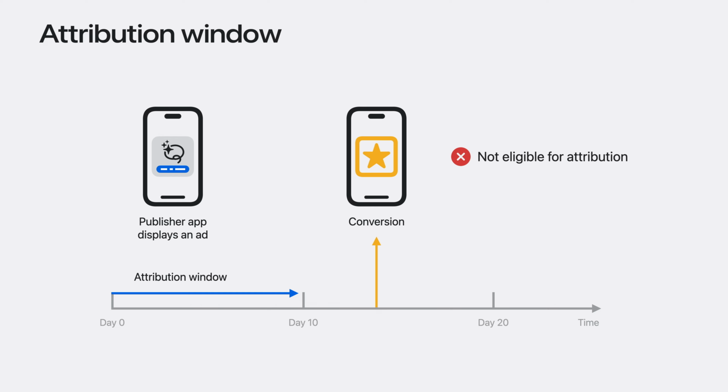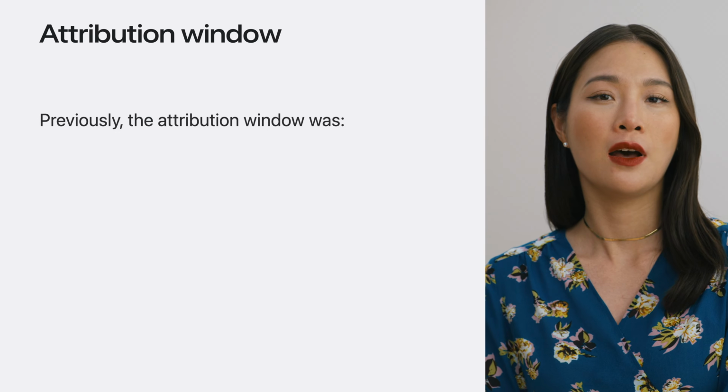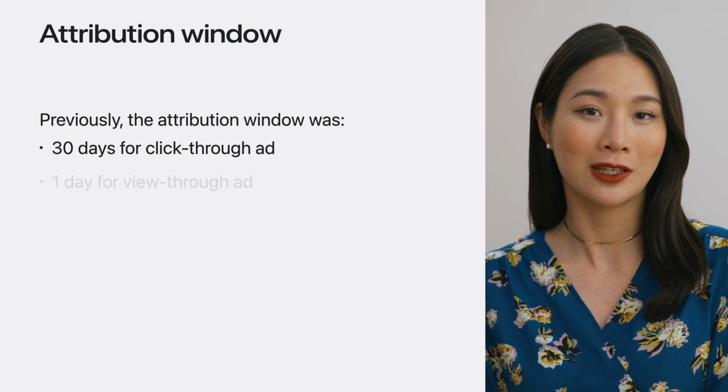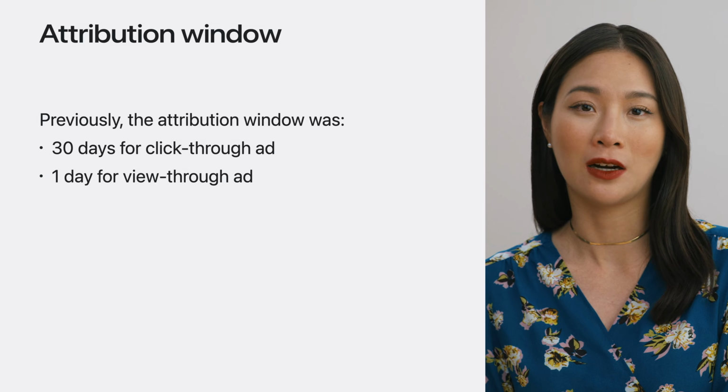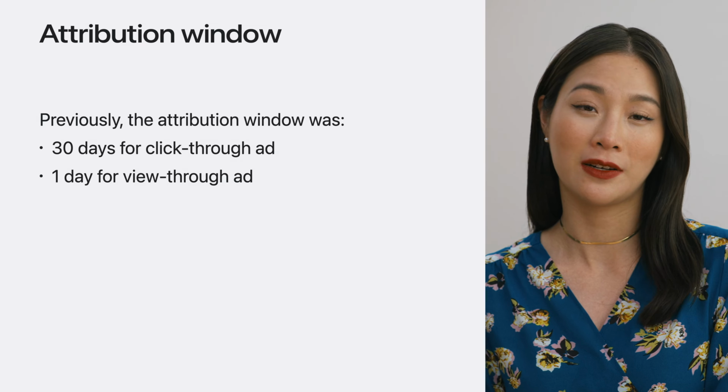Otherwise, this ad would not compete for the attribution of this conversion. Previously, all click-through ads that are less than 30 days old and view-through ads that are less than 1 day old would be considered for attribution. We wanted to make this period flexible for you, and therefore we're introducing configurable attribution window.